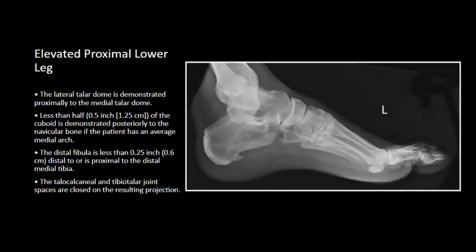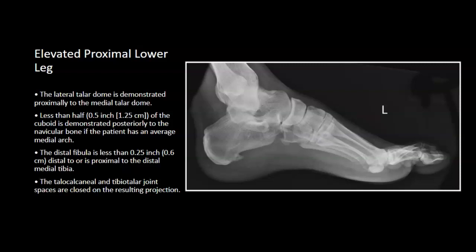So let's look at what happens with our foot projections when our lower leg isn't parallel with the IR. If the proximal lower leg is elevated farther from the IR than the distal lower leg for the lateral foot projection, you're going to see that the lateral talar dome is demonstrated proximally to the medial talar dome. Less than half of the cuboid is demonstrated posterior to the navicular bone if the patient has an average medial arch.